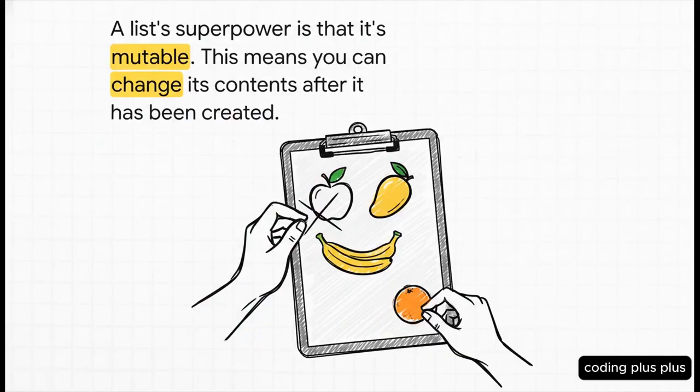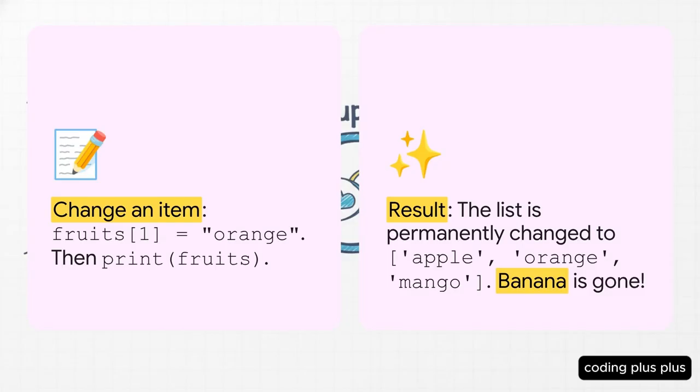But here it is, the absolute superpower of a list. It is mutable. Now that's a key word, but all it really means is that it's changeable. You can add things, you can remove things, you can swap things out whenever you want. It's just like a real-life shopping list you'd scribble on a notepad. Let's see that in action.